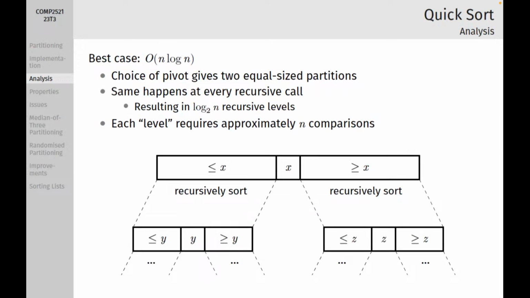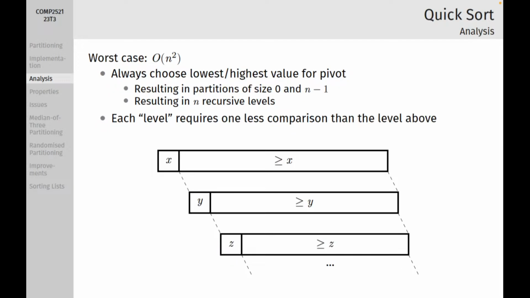So in this case, we get O(n log n). So what is the worst case of quicksort? Well, in the worst case, we get unlucky with the pivots that we choose, and we end up choosing the lowest or the highest value for our pivot. If we have an array and we choose the lowest value as our pivot, then we're going to end up with really uneven partitions. We'll get a partition of size 0, and we'll get a partition of size n-1.